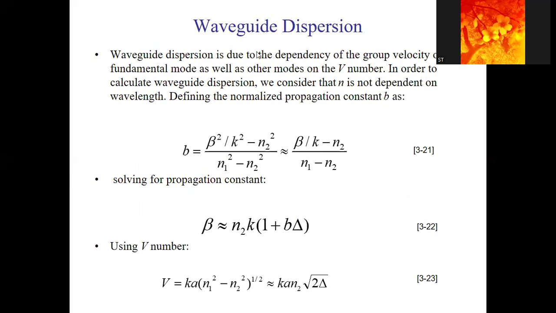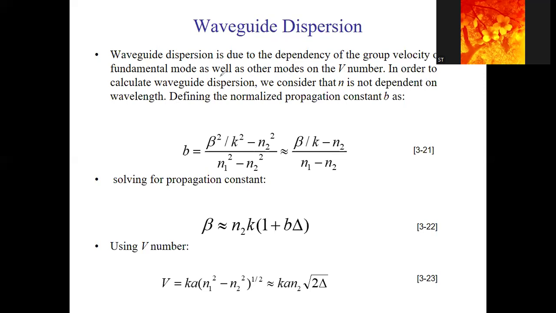Basically, waveguide dispersion is due to the dependency of group velocity on the fundamental mode as well as other modes on the V number. So, why have we discussed the V number? Because this waveguide dispersion is dependent on the V number and on the fundamental mode of the optical signal that is traveling inside the optical fiber.